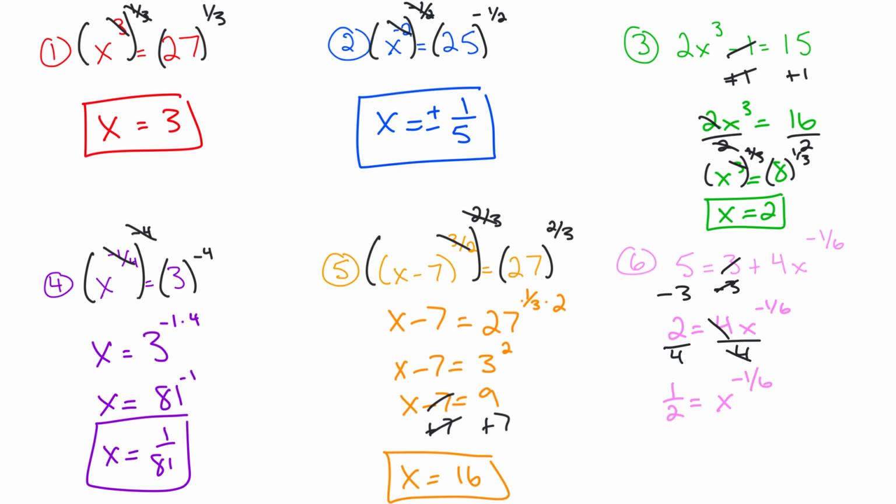Then I get rid of the power of negative 1/6 by bringing that to the power of negative 6. 1/2 to the negative 6th power. Well, 1/2 to the negative power is going to turn that into a 2. And then 2 to the 6th power is going to be 64. And that is my solution.